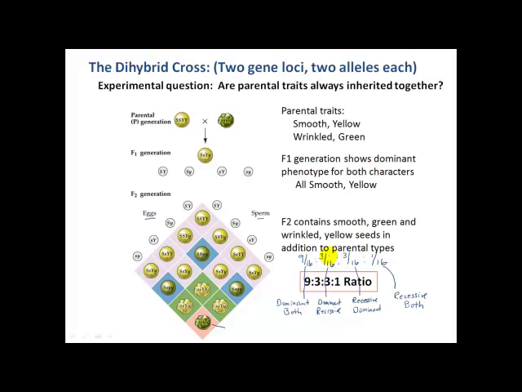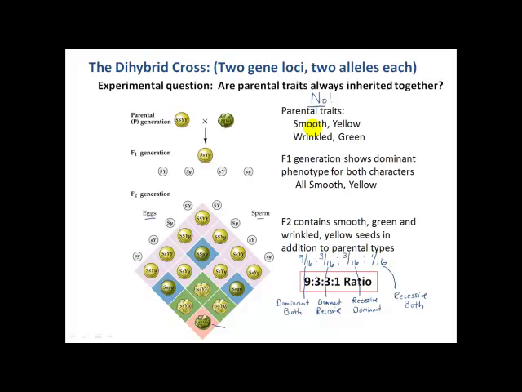So the outcome of Mendel's experiment in his dihybrid cross was not the same 3-to-1 ratio that he observed in the monohybrid cross. It was this 9 to 3 to 3 to 1 ratio in terms of phenotype, and so that allowed him to answer the question, are parental traits always inherited together? And the answer was unequivocally no.